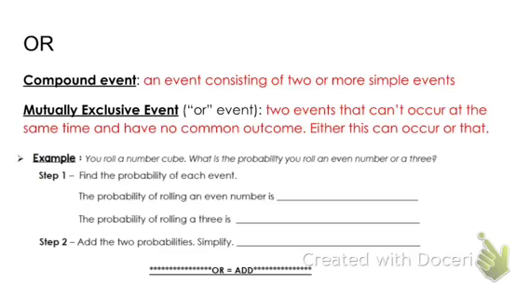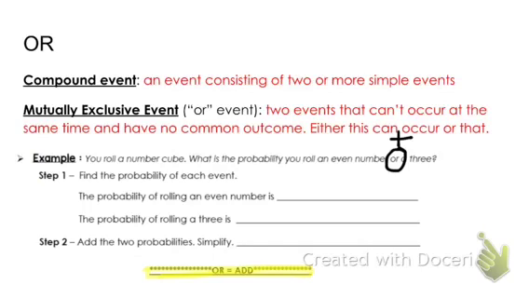So the example we have is you roll a number cube. What is the probability you roll an even number or a 3? So whenever we see this word or, that means that we are going to add our two probabilities together. That's why we have this down at the bottom, very important. Or means to add. So anytime you see that keyword, I would highlight it and I would write what operation you are doing above it. That way it stands out and you don't get confused because they can get confusing.